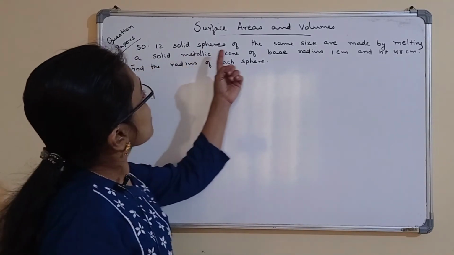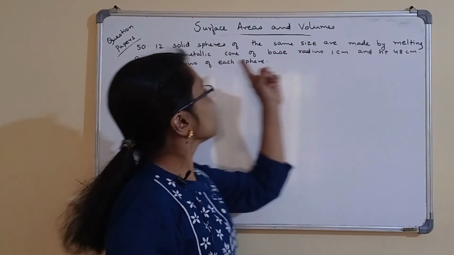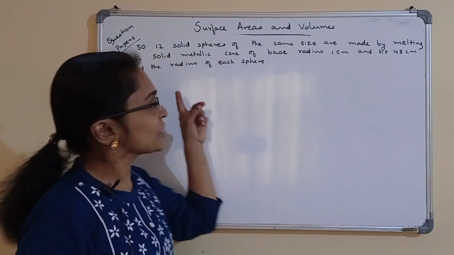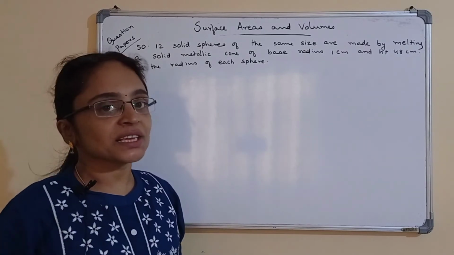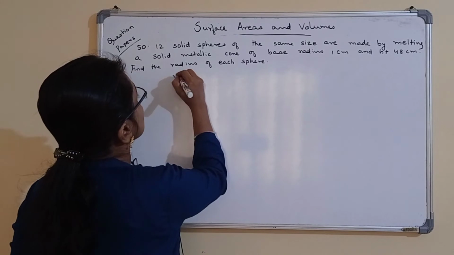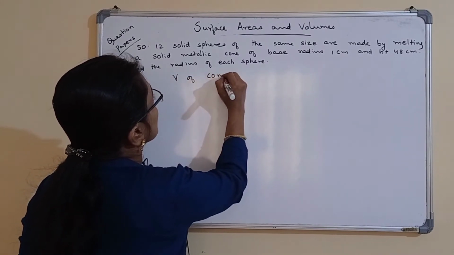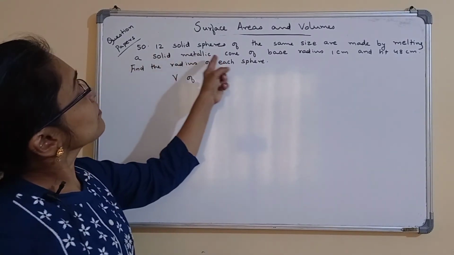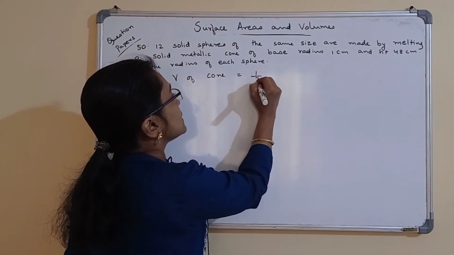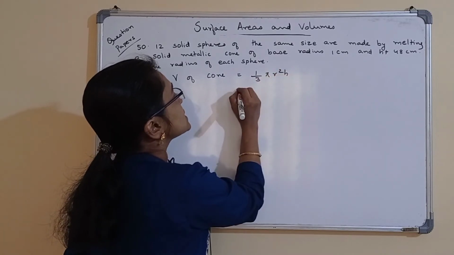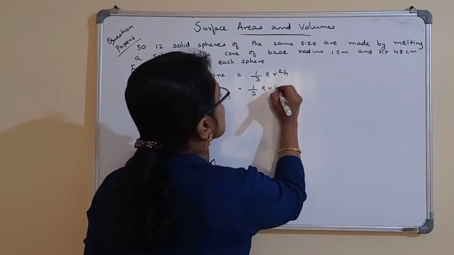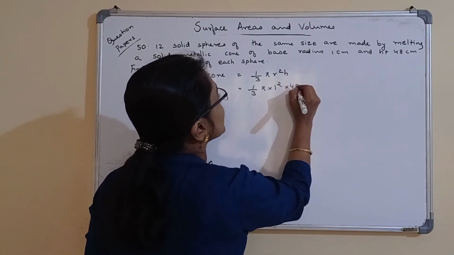Next one, 12 solid spheres of the same size are made by melting a solid metallic cone of base radius 1 cm and height 48 cm. Find the radius of each sphere. 12 solid spheres are made from melting the metallic cone, and the volume of this cone is 1 by 3 pi r square h, which is equal to 1 by 3 pi into r is 1 square into height is 48.